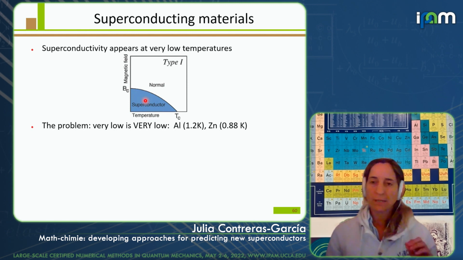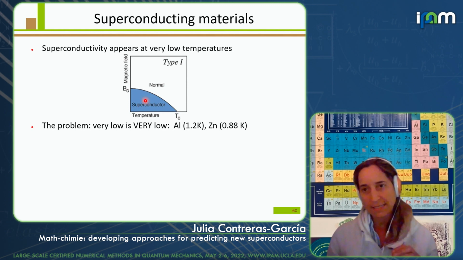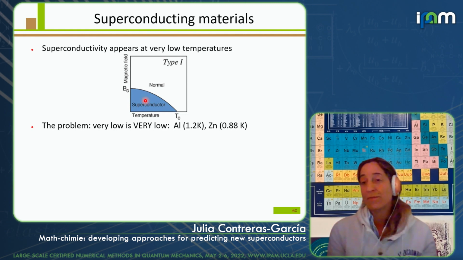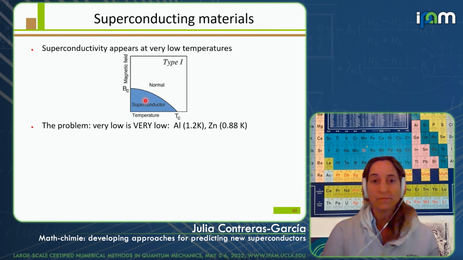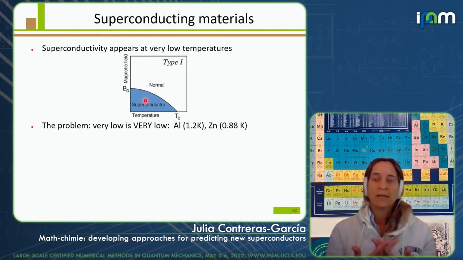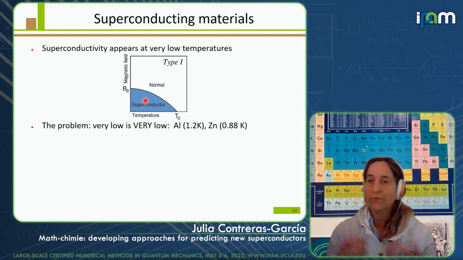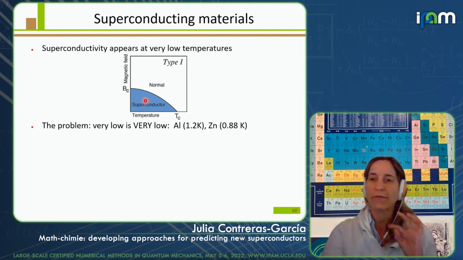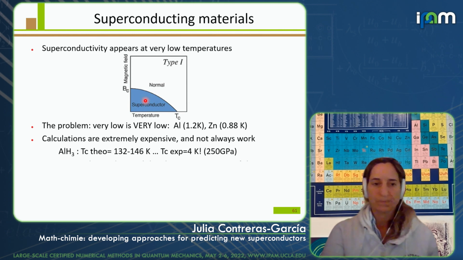What's the problem here? The problem is that this TC, or critical temperature, is very low for normal compounds. In aluminum or in zinc, it's around 1 Kelvin. So everything that you would gain from the fact that you have null resistivity, you would pay even more to reach this temperature. So superconductors would be extremely relevant to energetics if we were able to design new superconductors with critical temperatures at room temperature or close to room temperature.